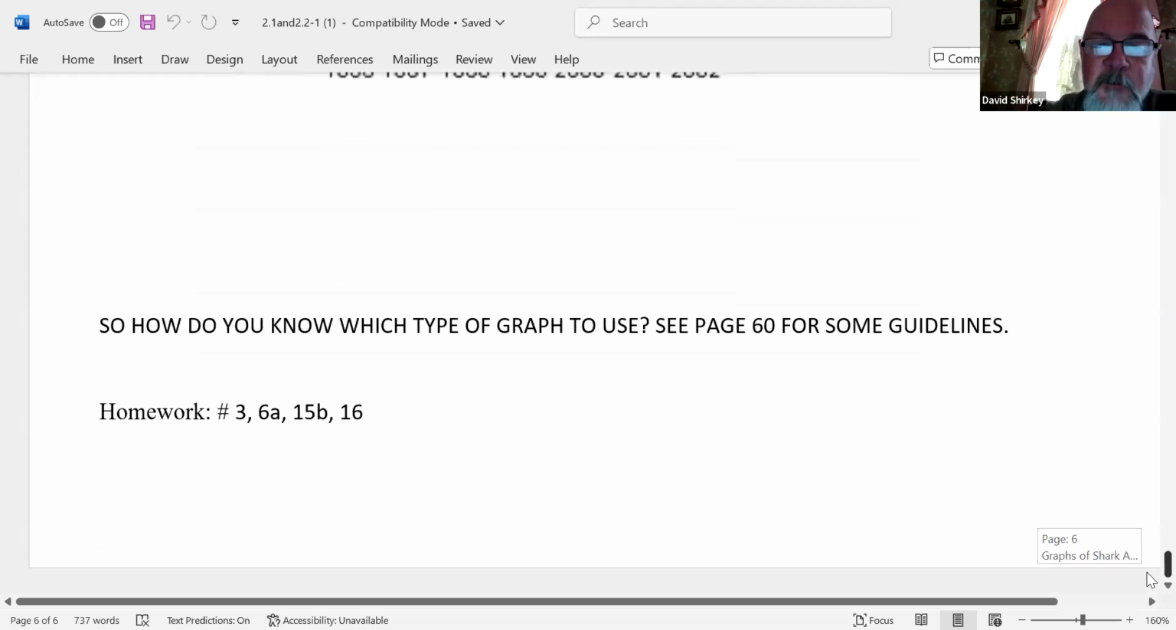So how do you know which type of graph to use? I want you to take a look at page 60, because they go through the different types of graphs that we've looked at, and they give you guidelines on, if this is the kind of information you're dealing with, this is the type of graph that you should use. And sometimes there's more than one graph that you could use for the same type of situation. You'll see that when you look at that table on page 60.